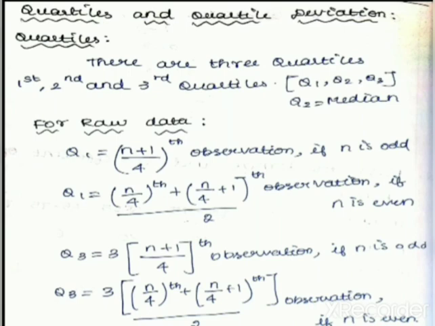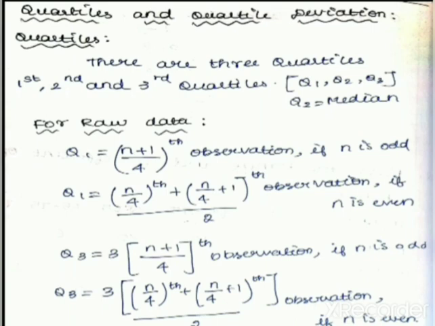So for quartiles, we are separating 3 types of data: first one raw data, then discrete, and then continuous data. In raw data, the quartile formula is Q1 is equal to (n plus 1) by 4th observation if n is odd. If n is even, then our first quartile formula is (n by 4th plus (n by 4 plus 1)th) divided by 2 observation.